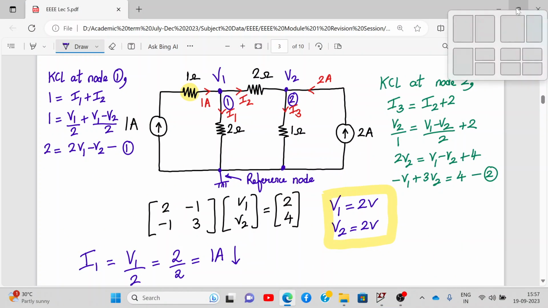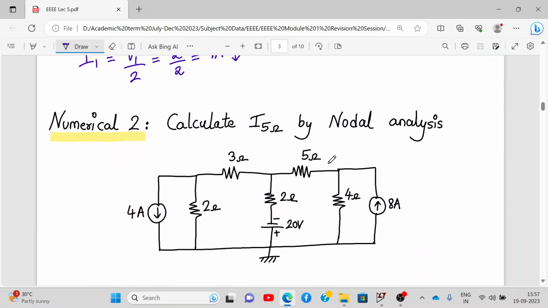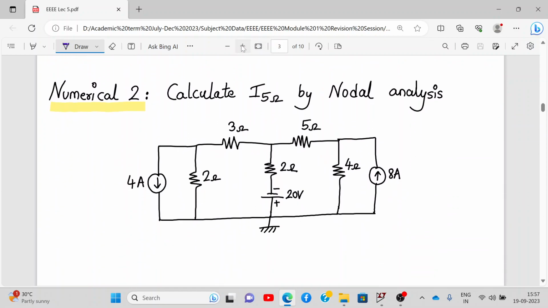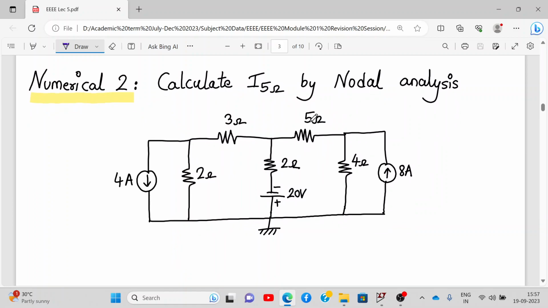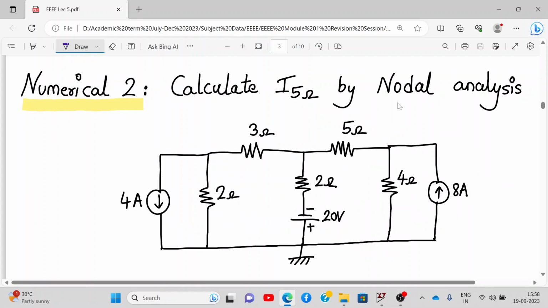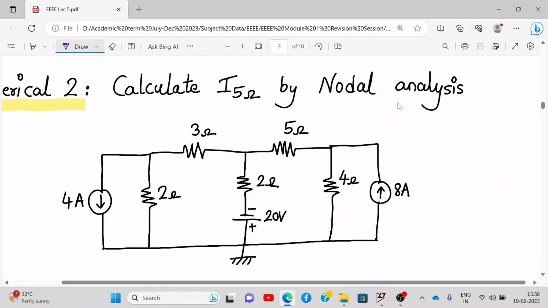and let's apply nodal analysis again and find out the answers. All right, so numerical number 2 says that we need to calculate the current flowing through the 5 ohm resistance by nodal analysis. Many times we need to find the current flowing through a particular element. In this case, it is the current flowing through the 5 ohm resistance. So let's apply. Here I'll mark the current flowing through the 5 ohm resistance as I5.